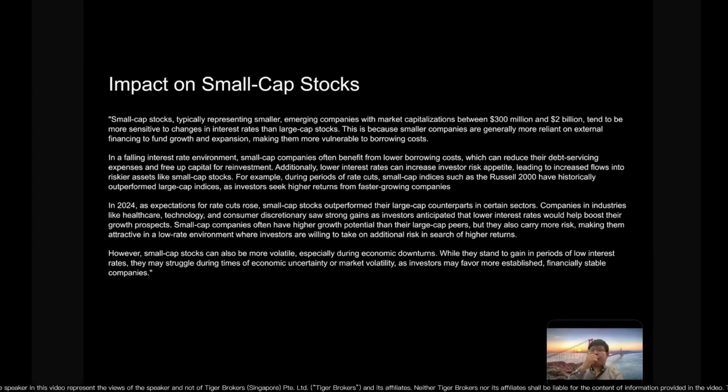Now, the impact on small cap stocks. Usually small cap stocks have a lot of loans. Smaller cap stocks, like emerging markets, are more sensitive because they have more loans and less cash. Some companies like Google have billions of dollars of cash, so they are not so affected. Some small caps like the Russell 2000 have outperformed large cap indices in some of the years during the falling rates.